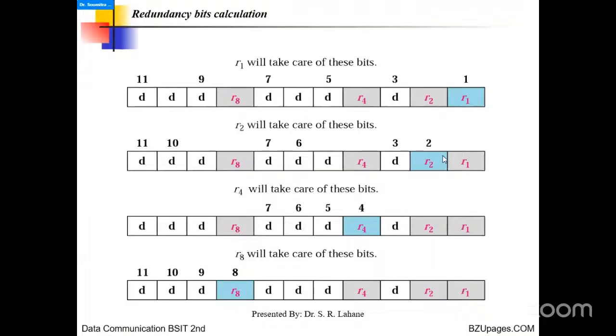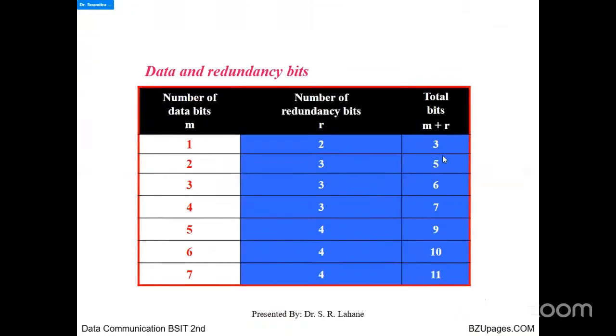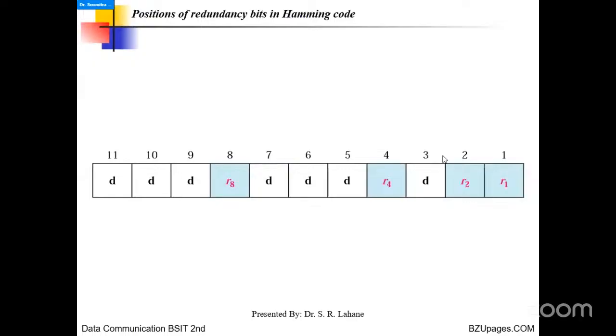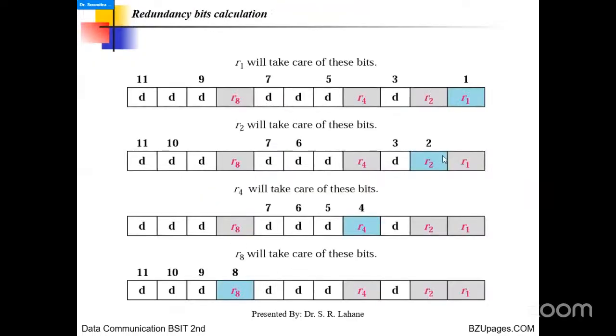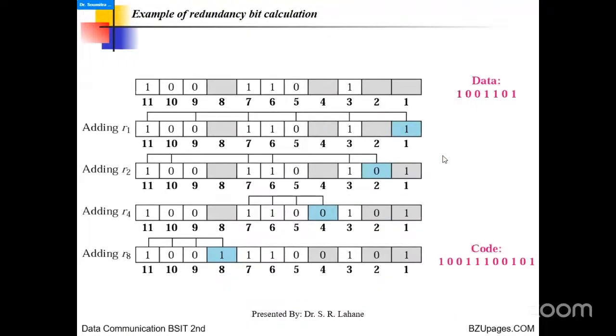So in this way, you can have 1 data bit, 2 data bits, 3 data bits, 4 data bits, 5 data bits, 6 data bits, and 7 data bits. Accordingly, the redundant bits will be added, and the total code word will be generated at the sender side and transmitted over the communication channel. The receiver will receive that code word, decode accordingly, and check whether the data is correct or lost. This is the example of redundancy bit calculations.